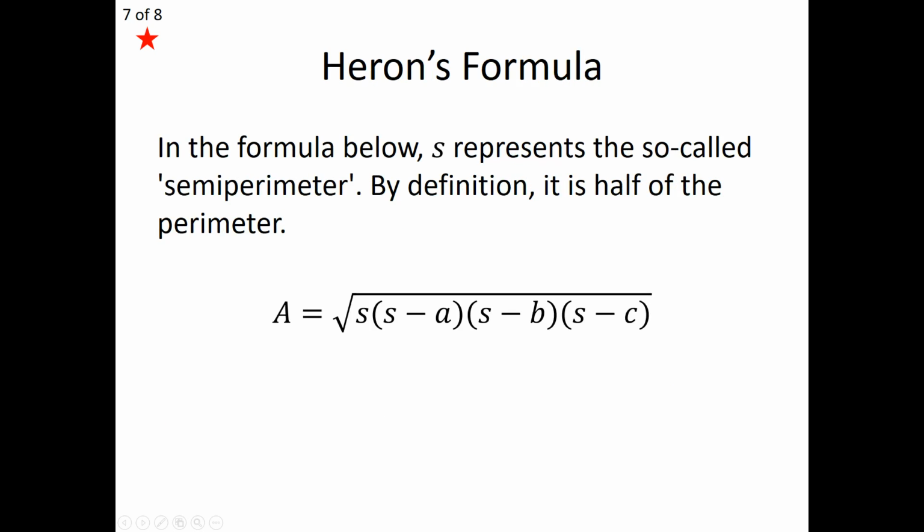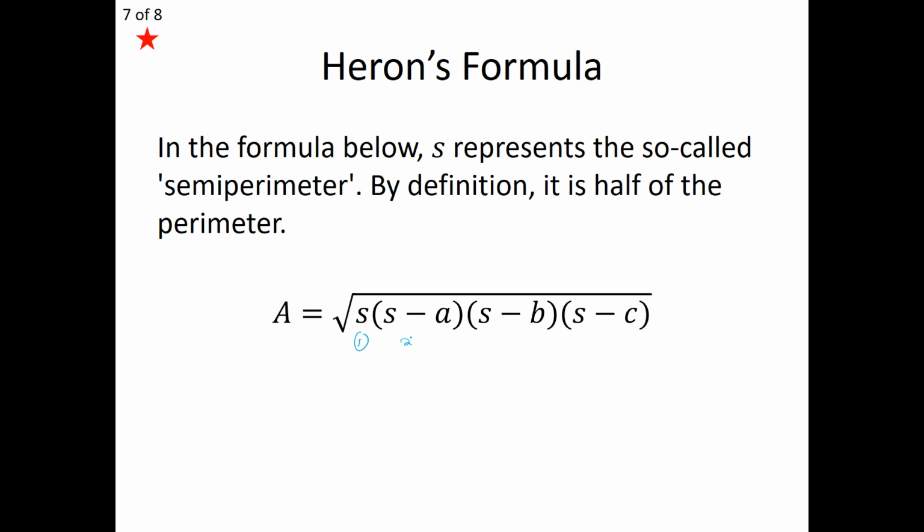So this is Heron's formula to find the area of a side-side-side case of a triangle. And again, S represents the so-called semi-perimeter, and A, B, and C are the three side measures of our triangle. So here's what Heron discovered for the area of a triangle. The area of a triangle for a side-side-side case is equal to the square root of a product of four things. The first thing is simply the semi-perimeter.